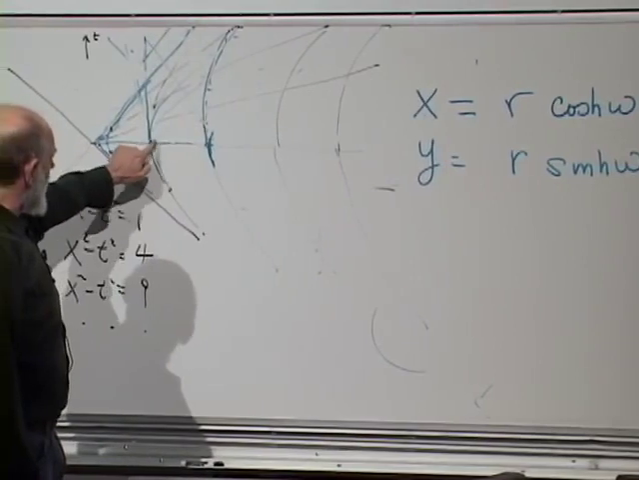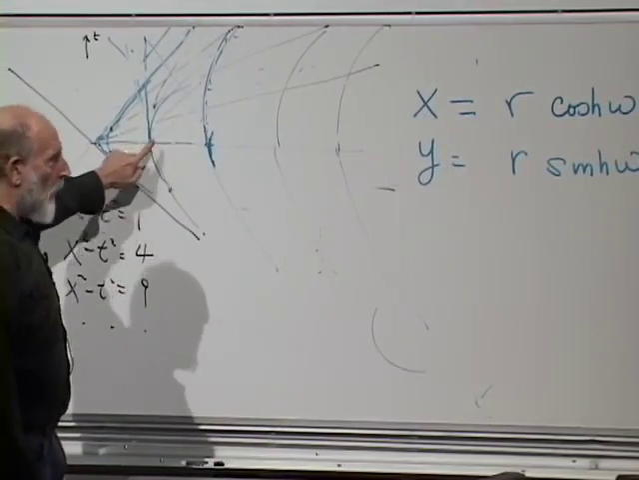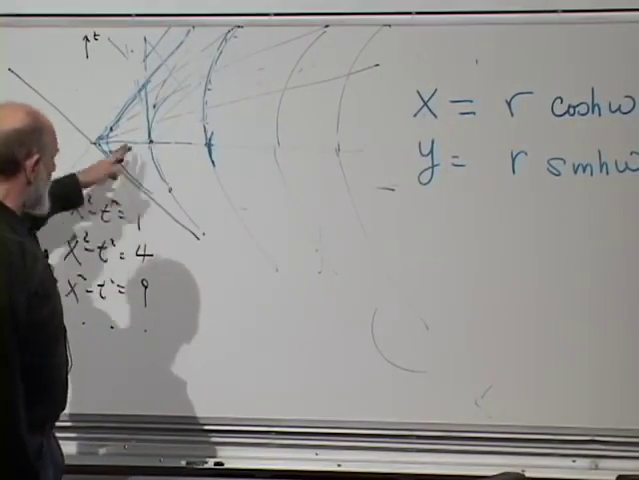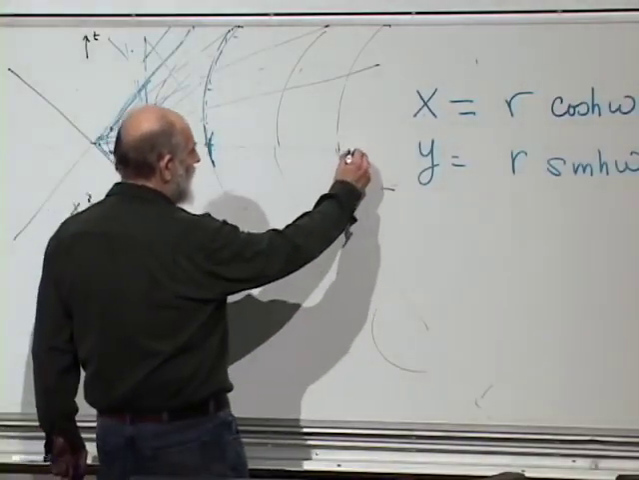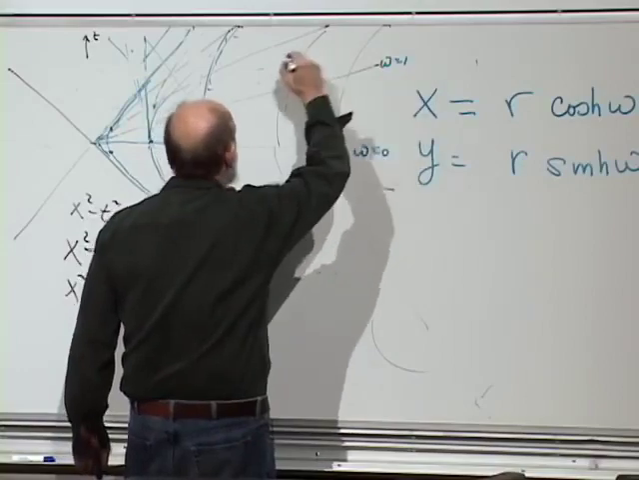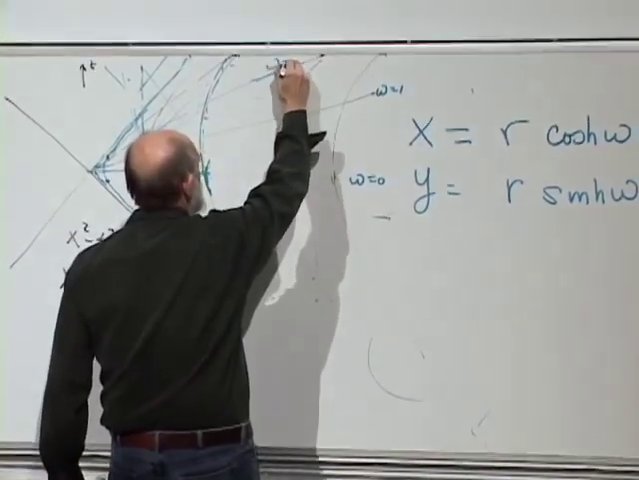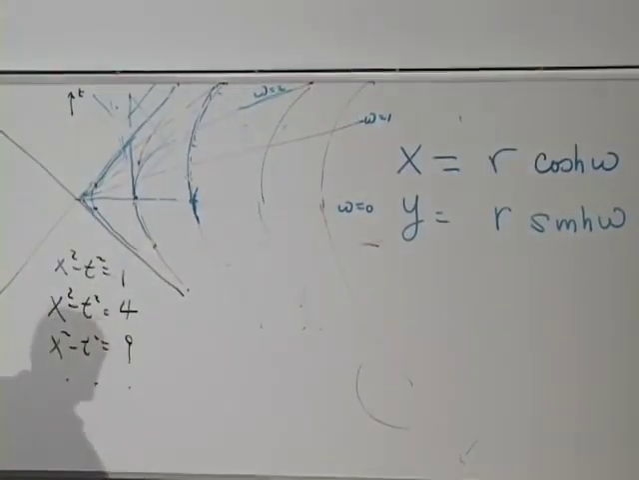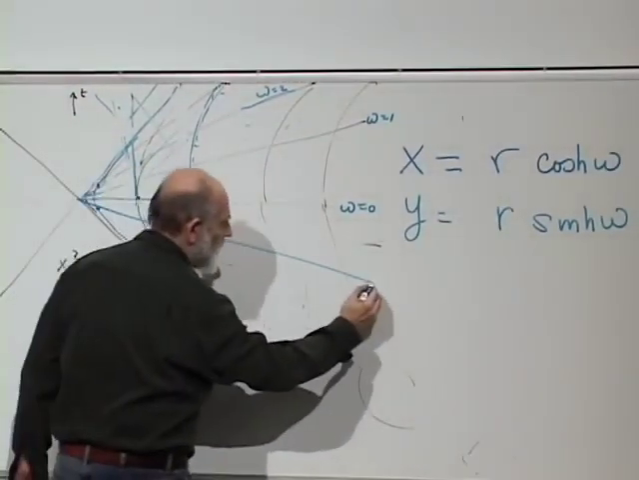Let's see what it is at this point over here. As r equals 1, and let's call this now omega equals 0. This is omega equals 1. This would be omega equals 2, and so forth. This would be omega equals minus 1.